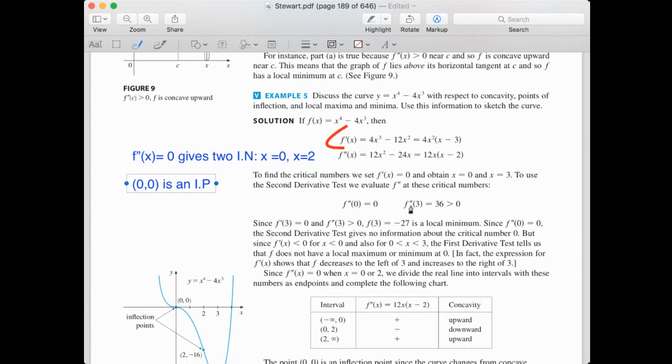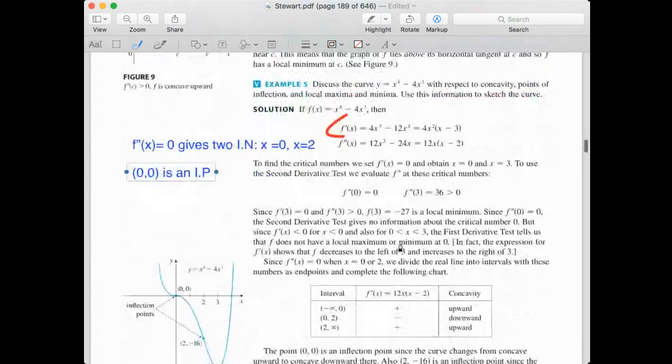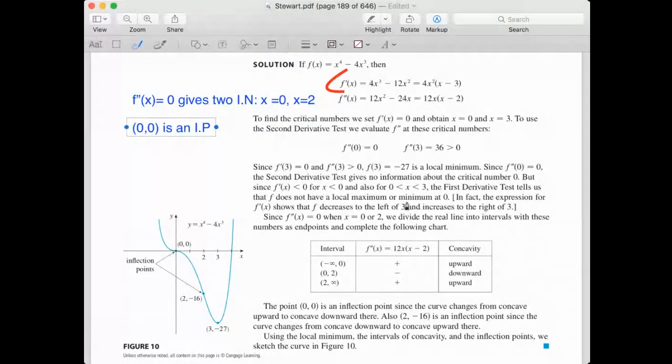All right, so f double prime at 3 equals 36, which is greater than 0. According to the second derivative test, if it's greater than 0, then it's a local minimum. So that means here the x value is 3. If the x value is 3, f of 3 is a local minimum according to the second derivative test.